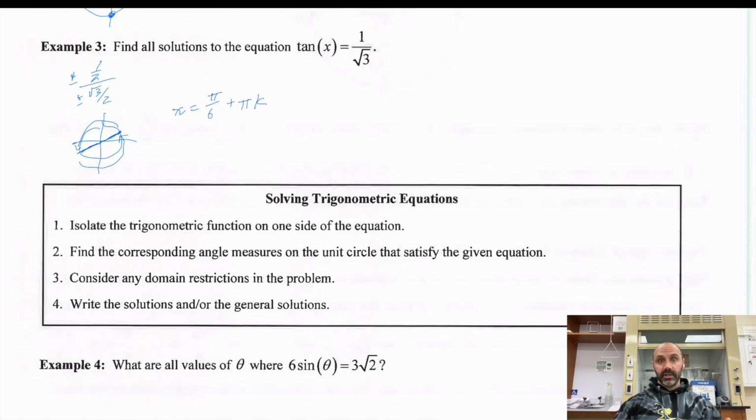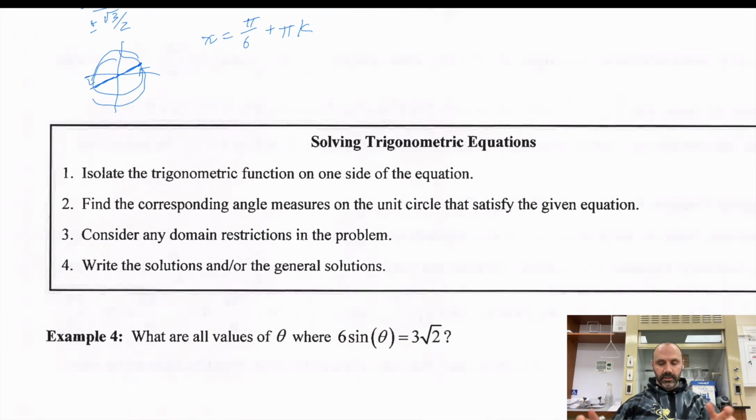So here's the general way of solving these types of equations. First, isolate the trig function. So you have just sine or cosine, whatever, on one side, and everything else on the other side. And then find the corresponding angle measurements on the unit circle. Think about any domain restrictions, and then write out the solutions.